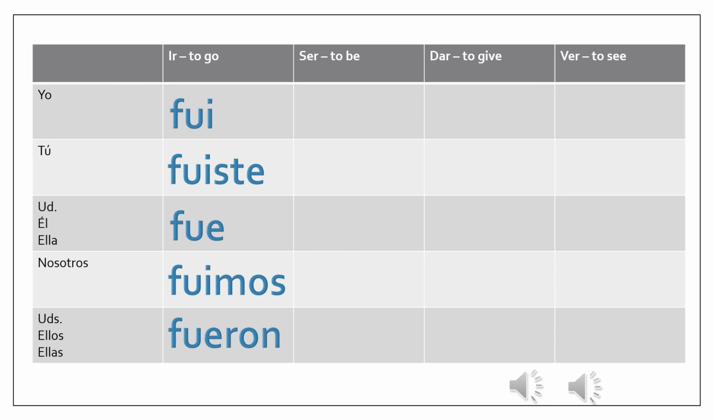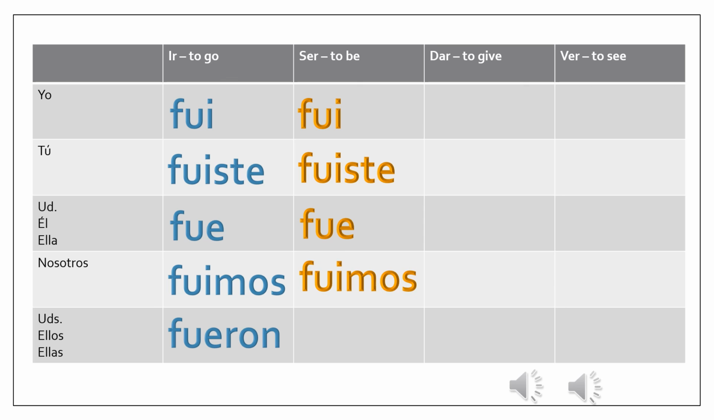Now if we look at the verb of ser in the preterite, it's fui, fuiste, fue, fuimos, fueron. Look familiar? Ser and ir have the exact same conjugations in the preterite tense, so you need to use context to decide which verbs are being used. Ser isn't used all that frequently in the preterite, so it'll probably be ir, but just to be safe, we want to make sure we know ser as well.